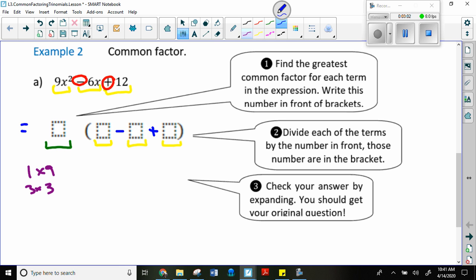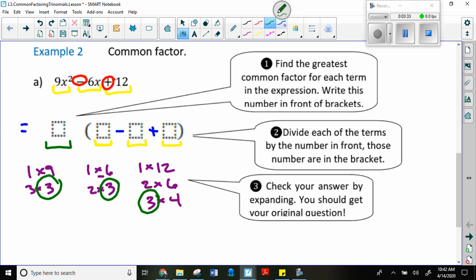6: 1 times 6, 2 times 3. I have a feeling 3 is going to be our largest factor. 12: 1 times 12, 2 times 6, 3 times 4. Okay, so these 2 have 3s. These 2 have 6s. There are a couple of them that have some but not the other ones. They all have a 3. So we have to take that out as the largest. So our 3 is going to come out here.